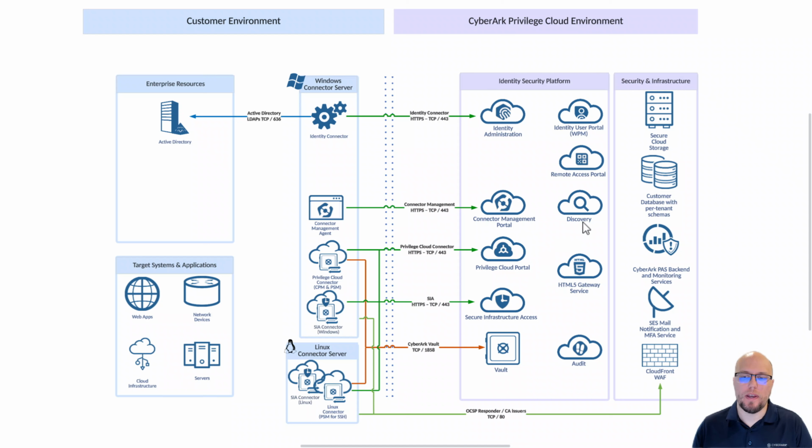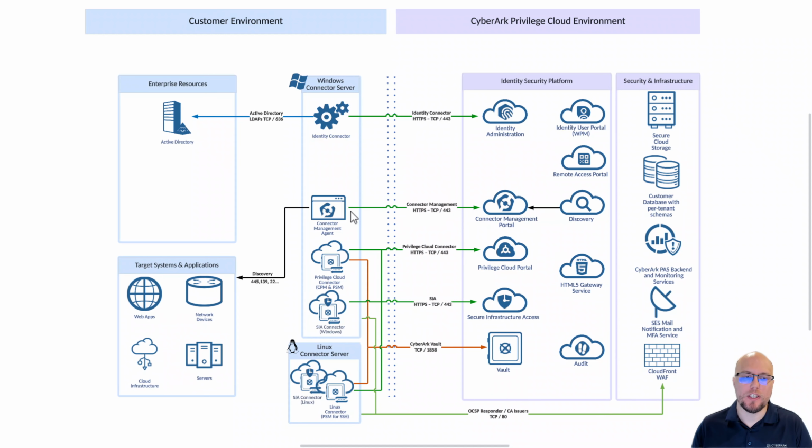So I'll go back and talk about the Discovery service. The Discovery service is where you can configure the ISPSS platform to scan for privileged accounts in your environment. The way that it achieves this is once the Connector Management Agent has established a connection to the CyberArk Privilege Cloud, the Discovery Agent will make connections through this service, and then once it gets to the Windows Connector server, it can then head off to the targets and log into those targets and scan for privileged accounts.